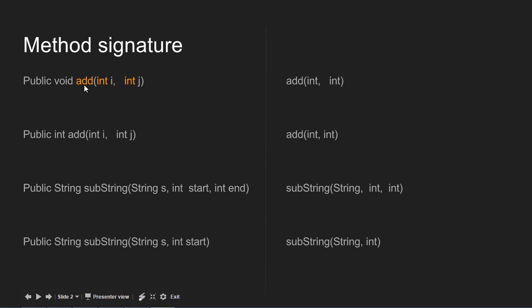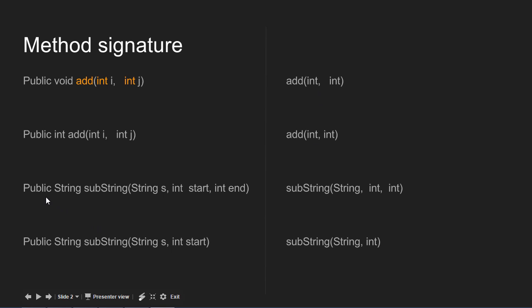Now let's move on to the second example. Here we have public int add(int i, int j). So the method signature for this particular method is add(int, int). So the first method and the second method, even though they look different, actually have the same method signature.